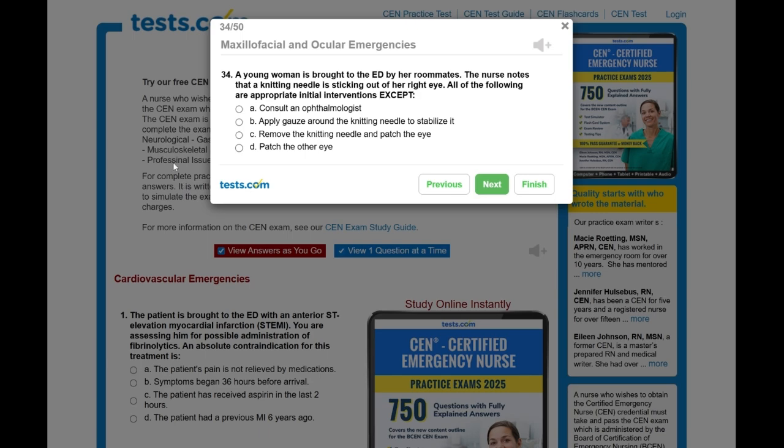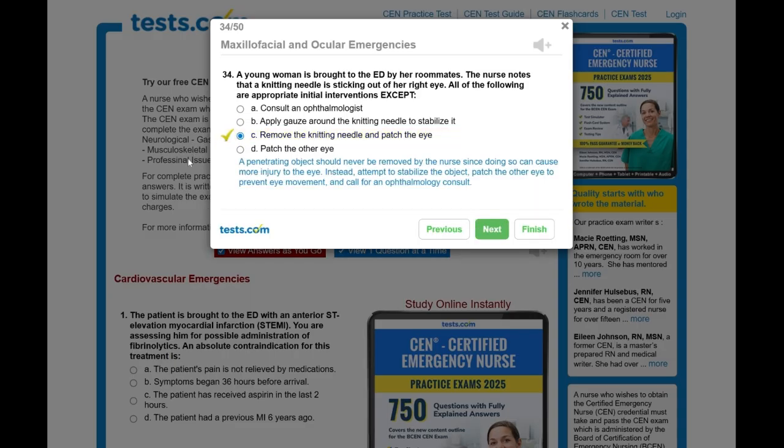Question 34. A young woman is brought to the ED by her roommates. The nurse notes that a knitting needle is sticking out of her right eye. All of the following are appropriate initial interventions except: A. Consult an ophthalmologist, B. Apply gauze around the knitting needle to stabilize it, C. Remove the knitting needle and patch the eye, D. Patch the other eye.